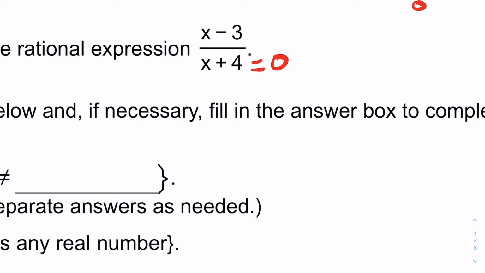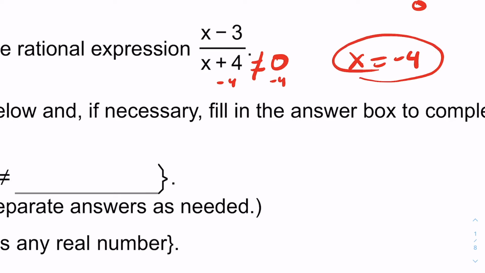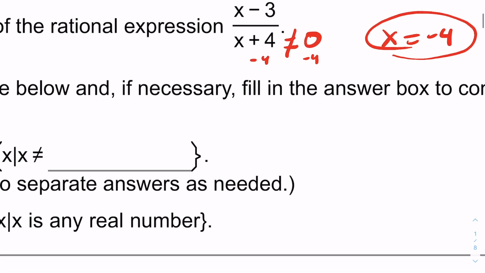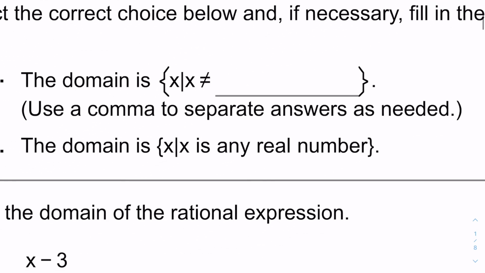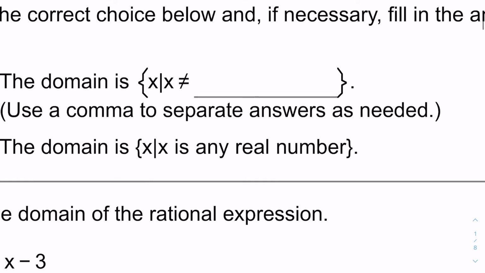All we have to do is subtract 4 on both sides, and we get x equals -4. So really what I probably should say is the denominator x plus 4 can never equal 0, because if it equals 0, you're dividing by 0, it's undefined. So we can use any value of x except for -4. So here's a way to say it. The domain is the set of all x's such that x cannot equal -4.